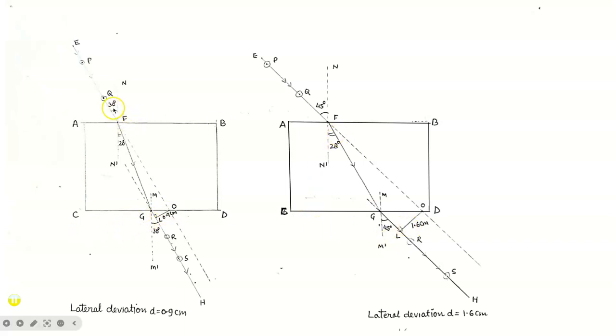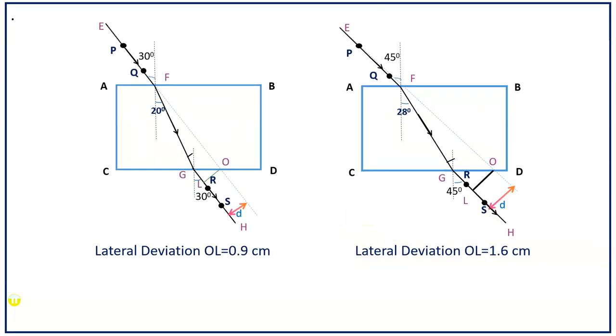When the angle of incidence is 30 degrees, the angle of emergence is also 30, so both rays are parallel. Angle of incidence is 45 degrees, angle of emergence is also 45. Incident rays and emergent rays are both parallel and the lateral deviation is 1.6 centimeter. This is the figure.